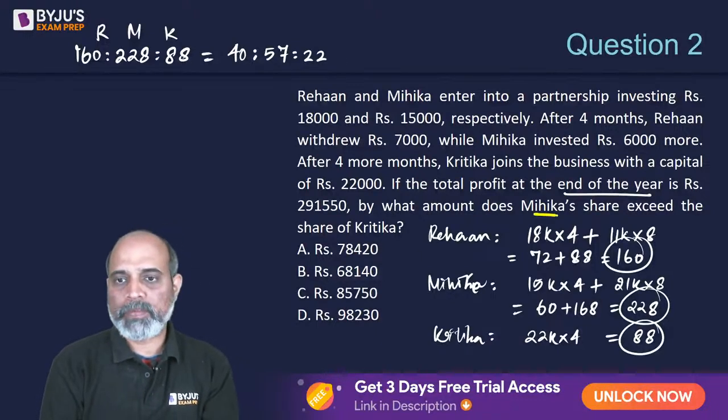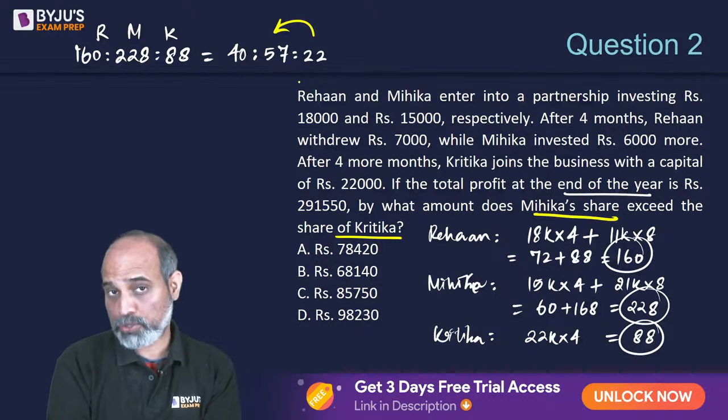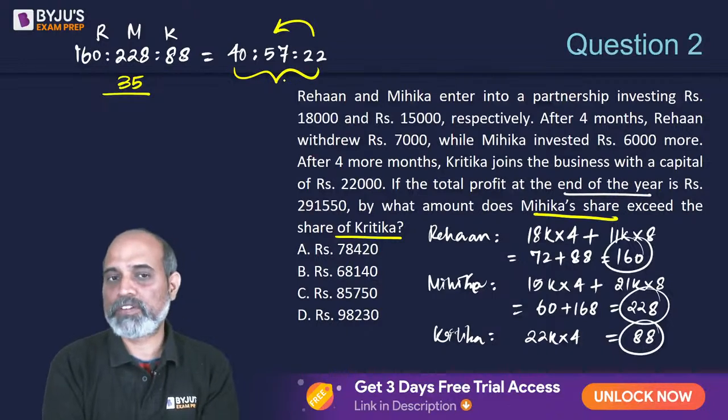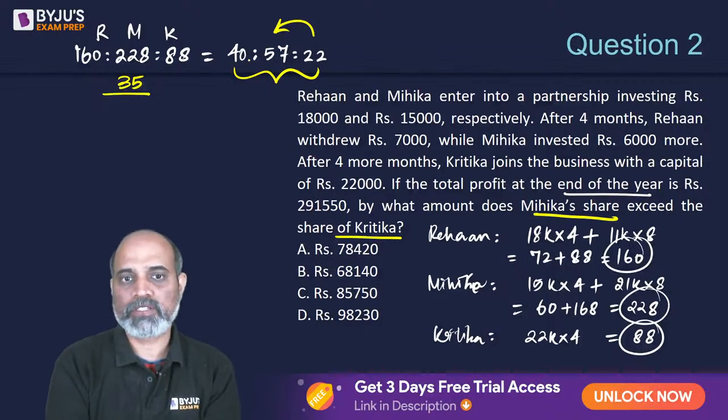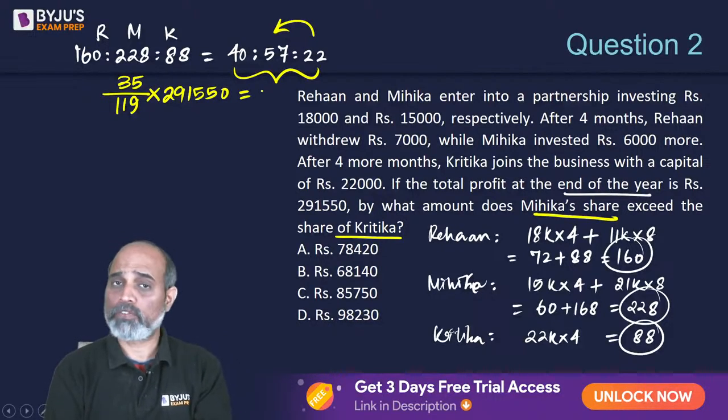Now, if you talk about Mihika's share more than that of Kritika, so Mihika's share more than that of Kritika as per the ratio is 35 more, right? Out of a total of 40 plus 57 plus 22, which is going to give us 59, 79 plus 40, 119. So from the total amount, this is what we will have. So this is the calculation that we will have to do. Now, of course, you can see that it's a huge calculation.